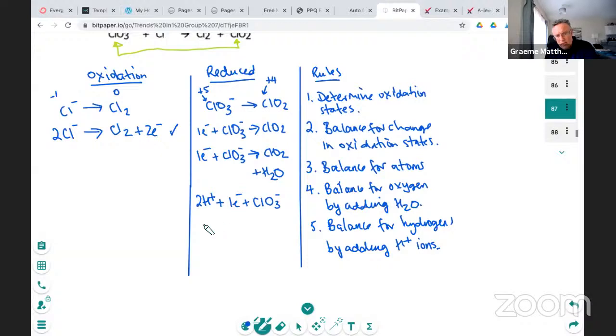ClO3 minus goes to ClO2 and H2O. All right, then. So this one's balanced, right? Good. Now, the next step then, just like we did last week, right?